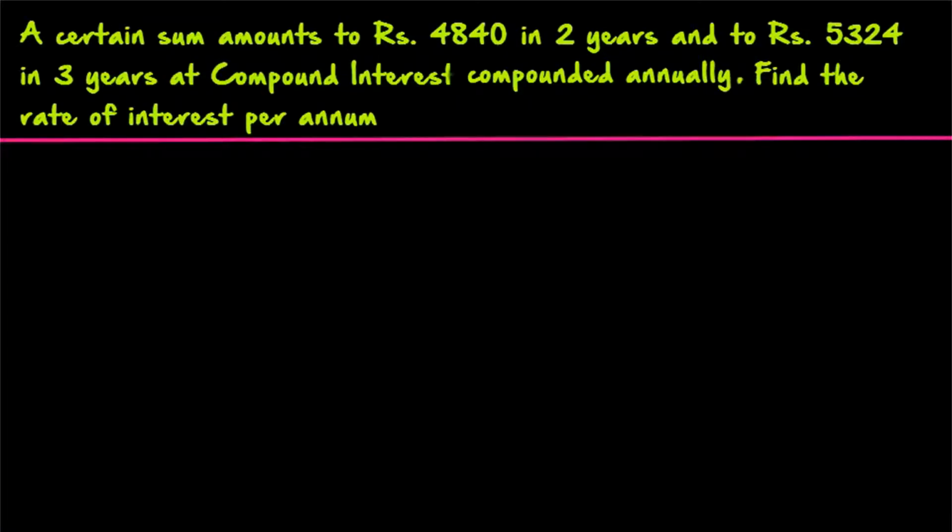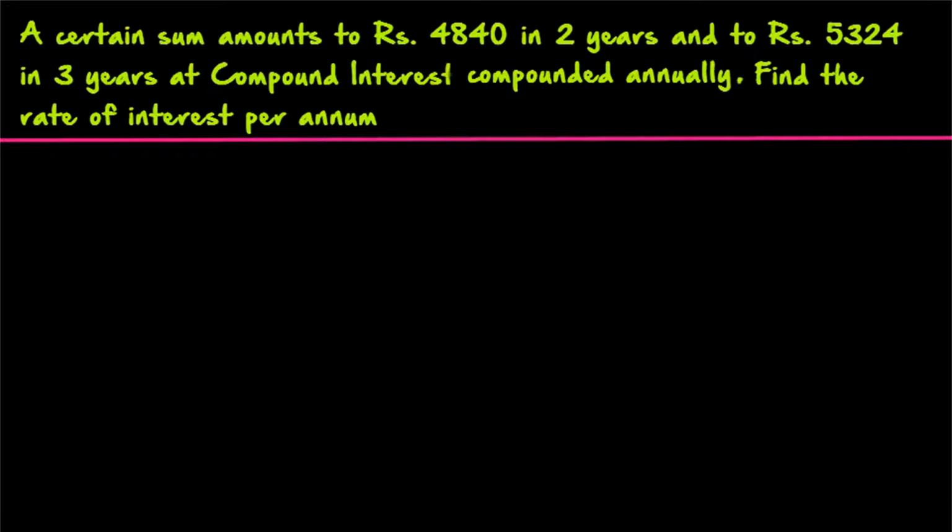So today's question is, a certain sum amounts to rupees 4,840 in 2 years and to rupees 5,324 in 3 years at compound interest compounded annually. Find the rate of interest per annum.